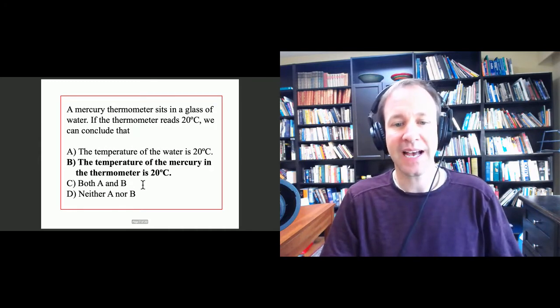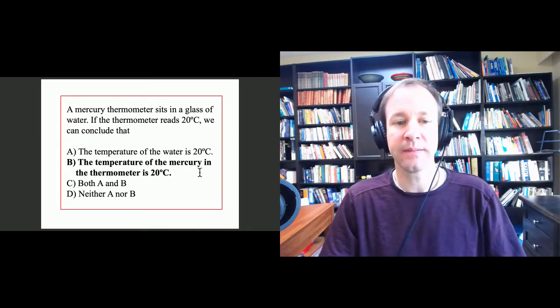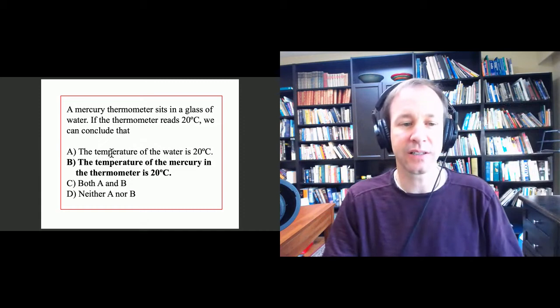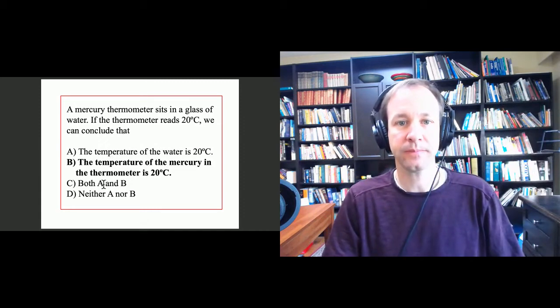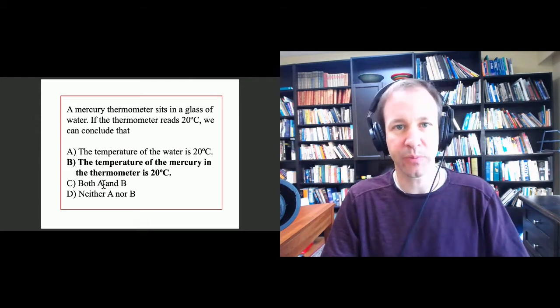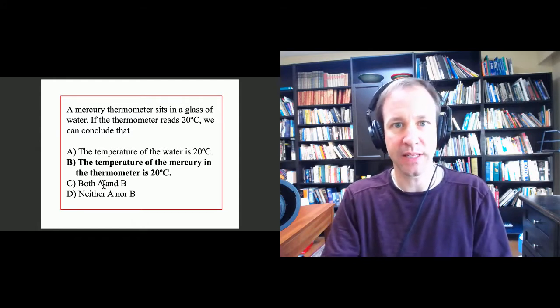So the answer I had in mind here was that the temperature of the mercury in the thermometer is 20, and that we can't conclude A, so the answer would be B. And we're going to talk a lot about this process of approaching that situation of thermal equilibrium where the temperatures would be the same.